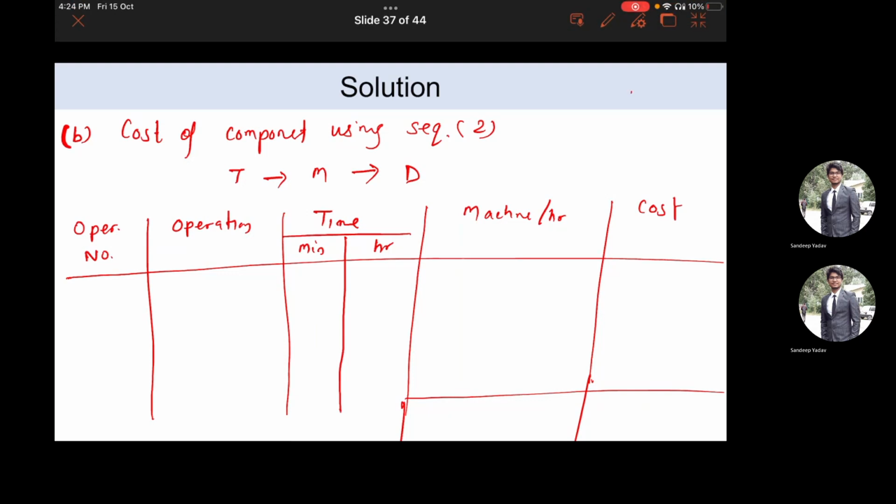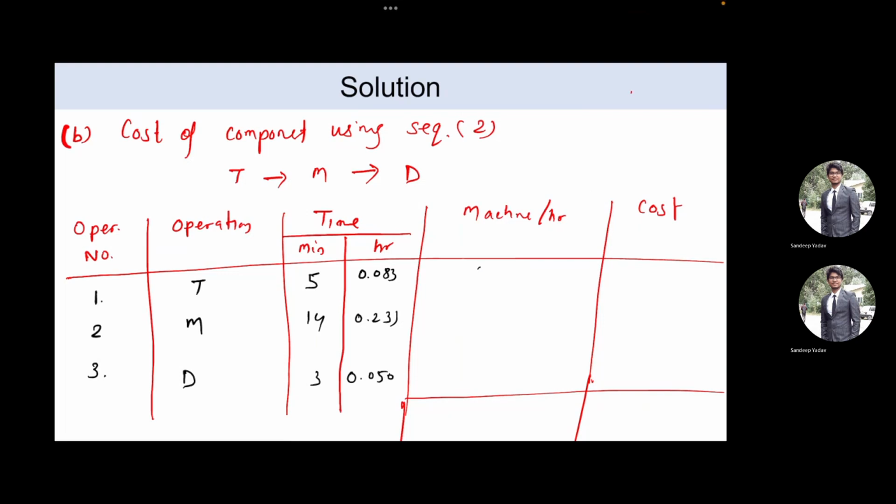In a similar manner, there will be three processes: turning, milling, and drilling. The times in minutes are given as 5, 14, and 3. If we convert them into hours, that will be 0.083, 0.233, and 0.050. Machining rate per hour is given as 200, 400, and 300 for turning, milling, and drilling respectively. The costs, if you calculate, will be 16.60, 93.20, and 15 rupees. And overall, the total will be 124.80.